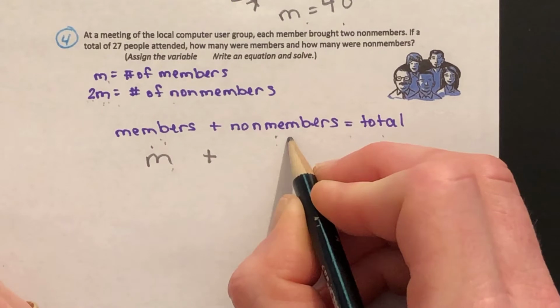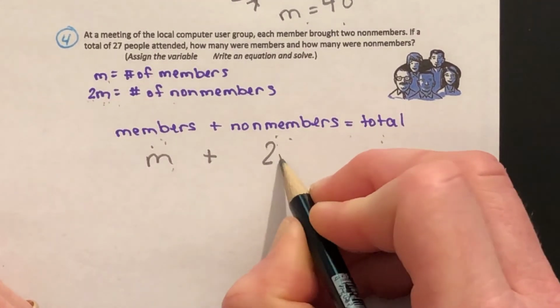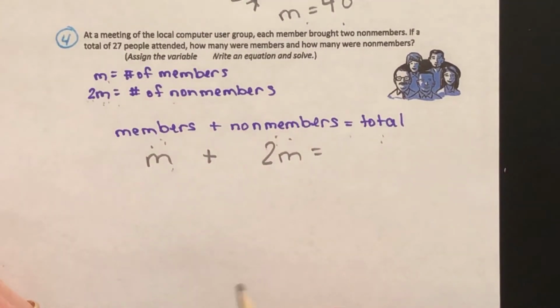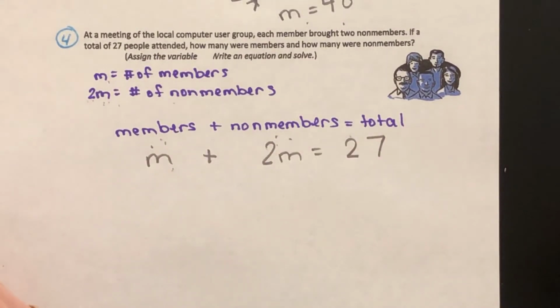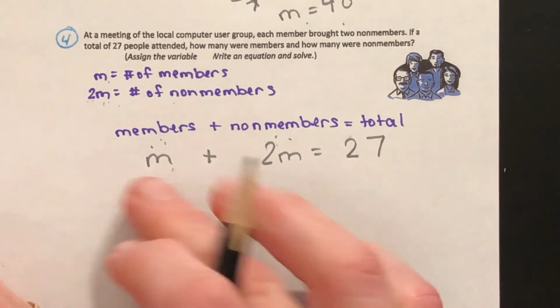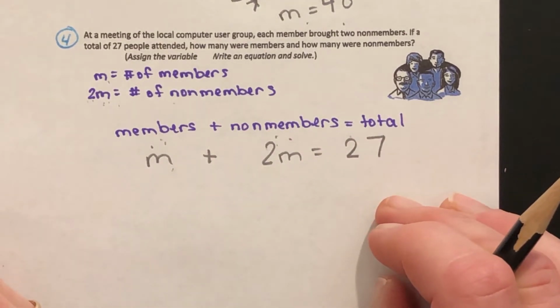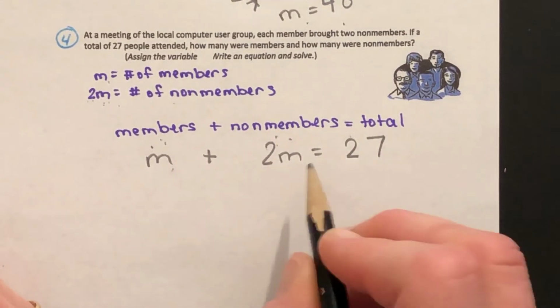How many non-members? 2M. How many total? Well, this one I know, just like the last one. I know the total. You don't always know the total, but this one we know the total. Now I have an equation. This is a simple one, actually. M plus 2M, that's 3M.